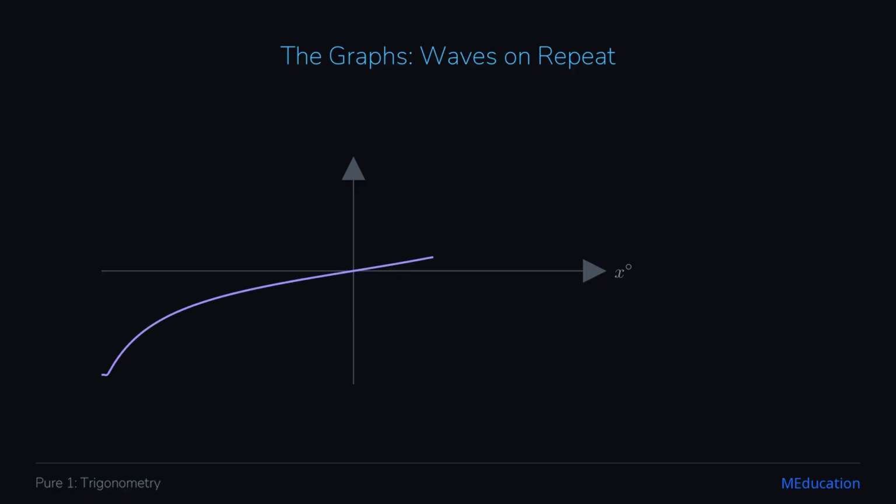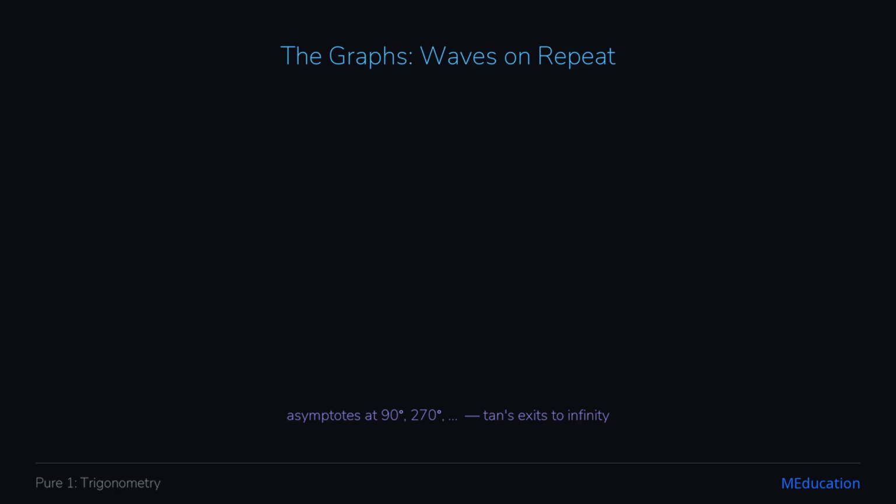Tan refuses to join the club. No ceiling, no floor, and a vertical asymptote every 180 degrees, where it blasts off to infinity, flips sign, and pretends nothing happened. Sketch one branch between the asymptotes, then copy and paste it forever.